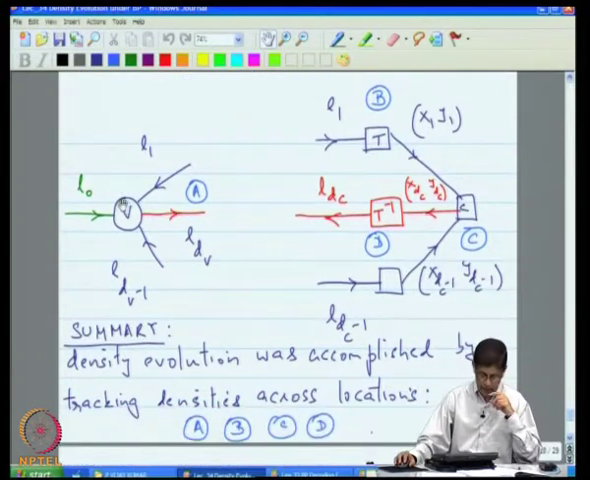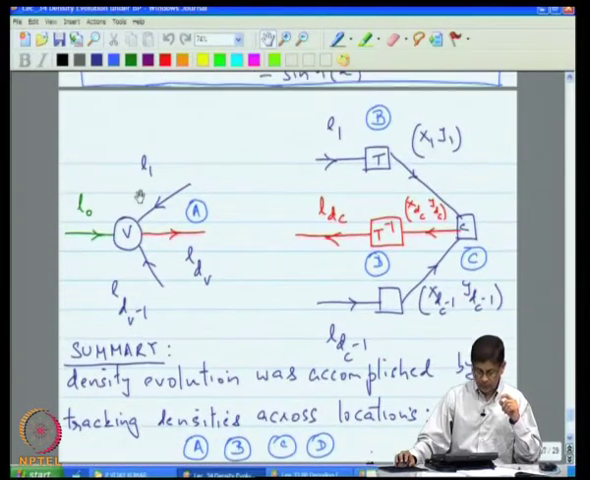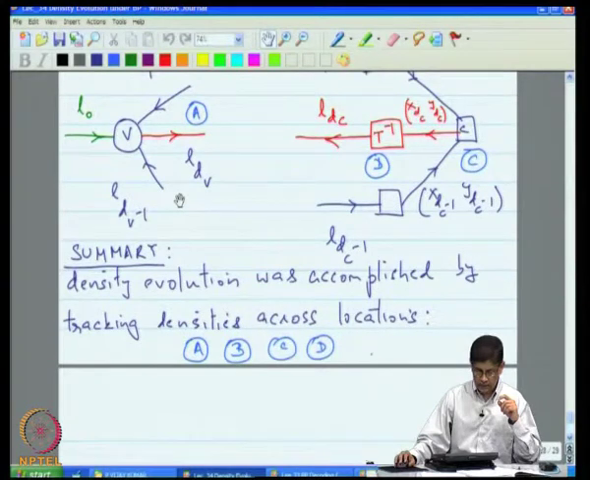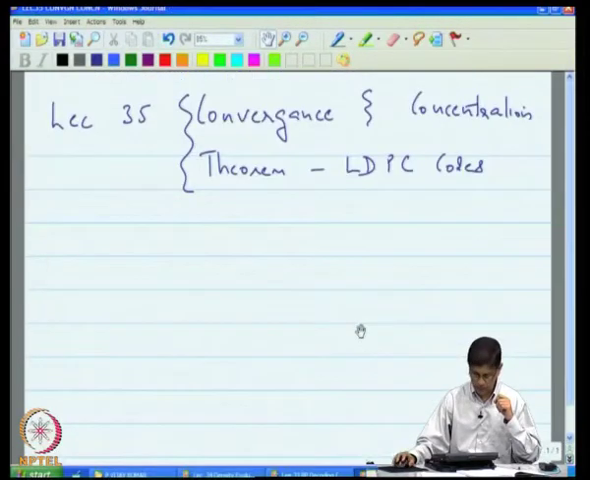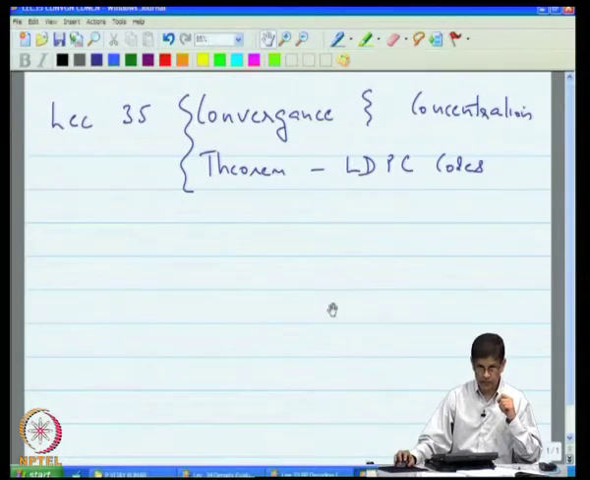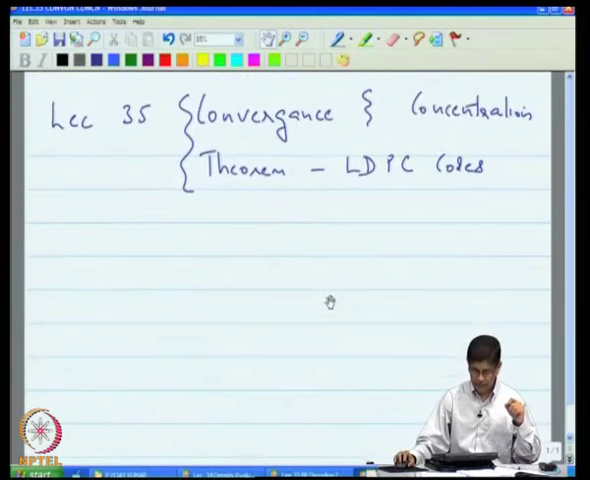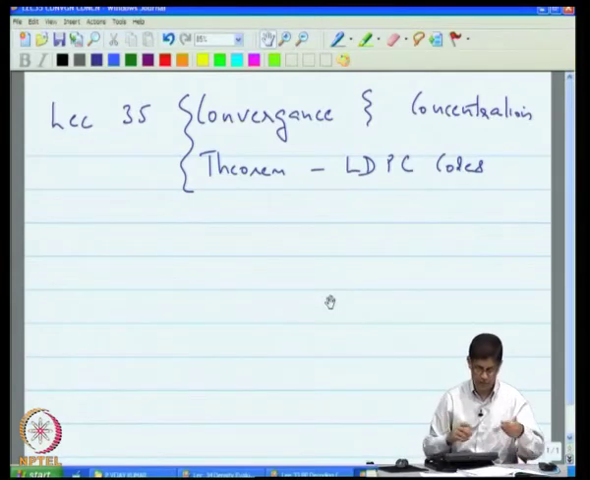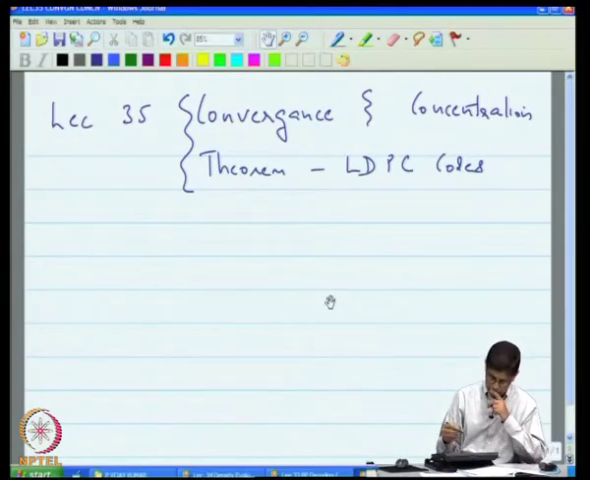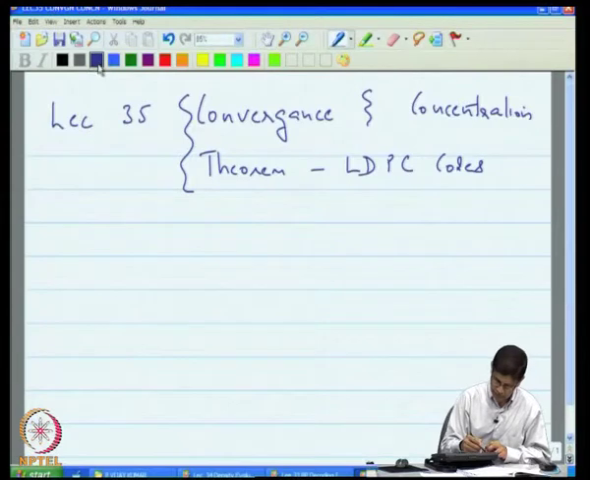Okay. So, that is density evolution, and today what I thought we will do, the logical next point, is to prove something called the convergence and concentration theorem for LDPC codes. My reference for this is the February 2001 paper. I will just begin with a quick recap.